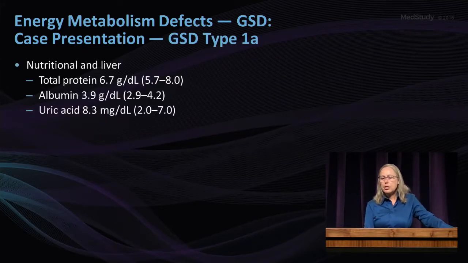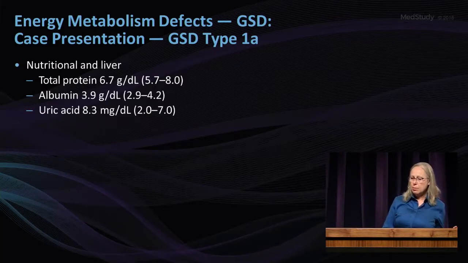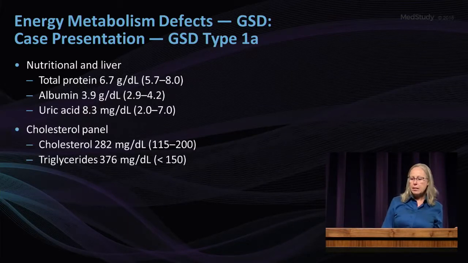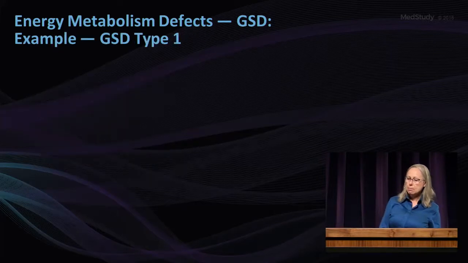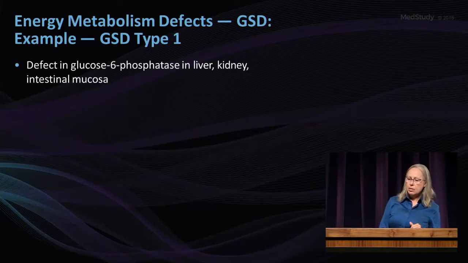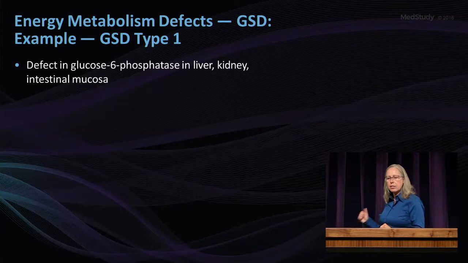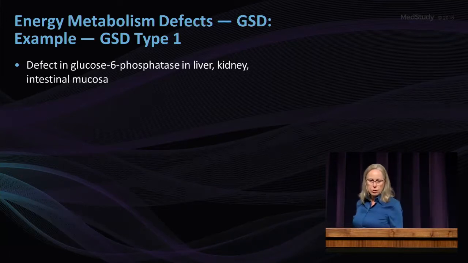So this little one has GSD type 1A. Her nutritional and liver labs showed it. Total protein was good, albumin was good, but her uric acid is elevated, as is her cholesterol panel. So she has an elevated cholesterol and triglycerides. We do a mutation panel, which can take a month or so to come back as well, but it's consistent with GSD type 1A. Again, this is a defect in glucose-6-phosphatase in the liver, kidney, and intestinal mucosa.